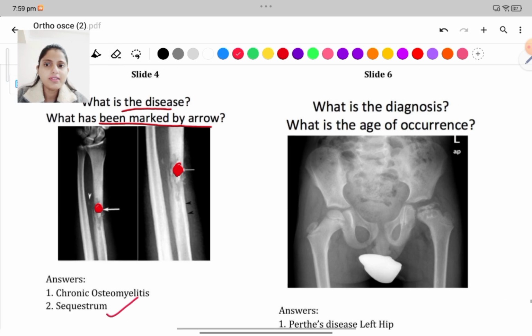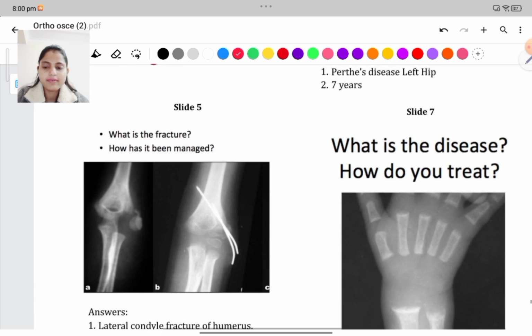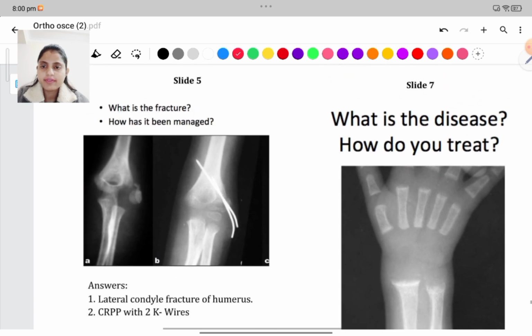So question number 5. What is the fracture? How has it been managed? Here we can see the lateral condyle has been fractured. So fracture of the lateral condyle of the humerus.